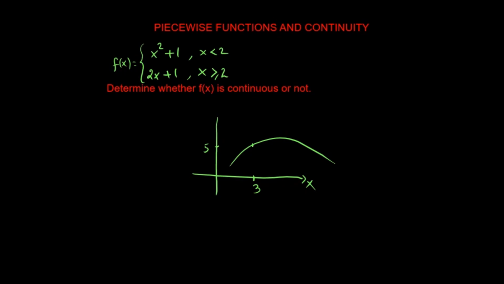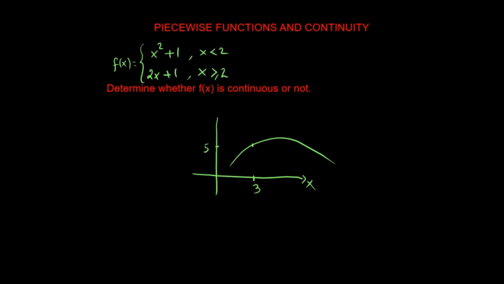Right before 3, right before the function becomes 3, let's say it's 2.99999, almost 3, but less than 3. The value is still here. It's still almost 5. So they are the same. At 3 and before 3, the function is approaching 5. And right after 3, the value is still here.